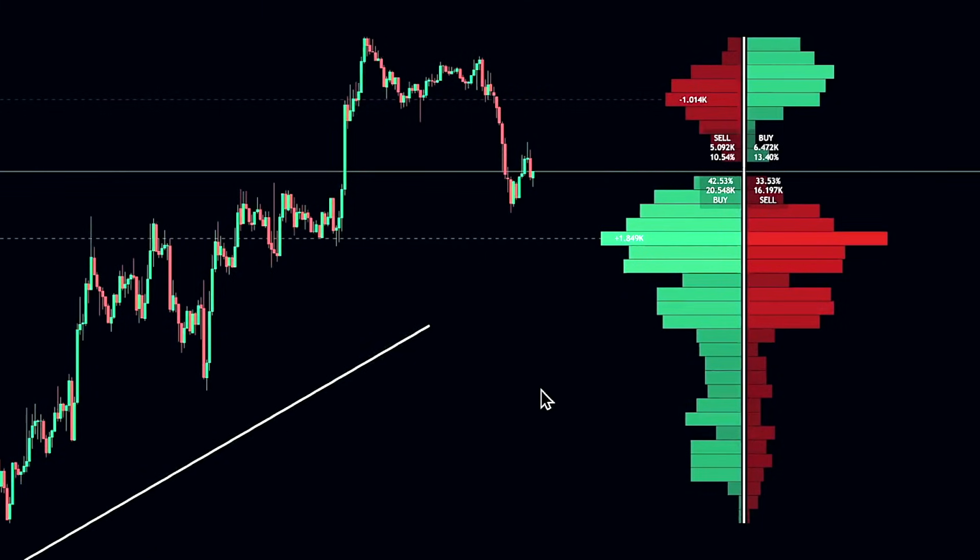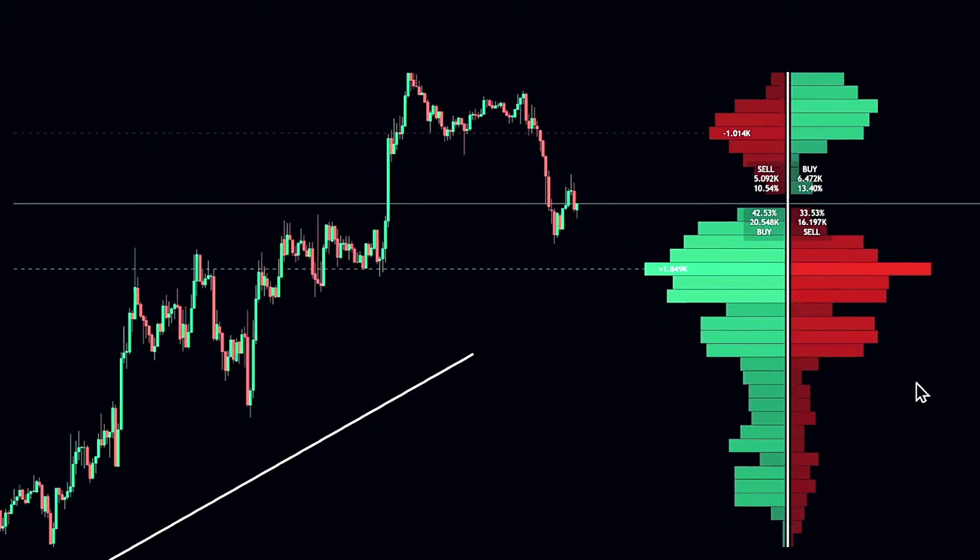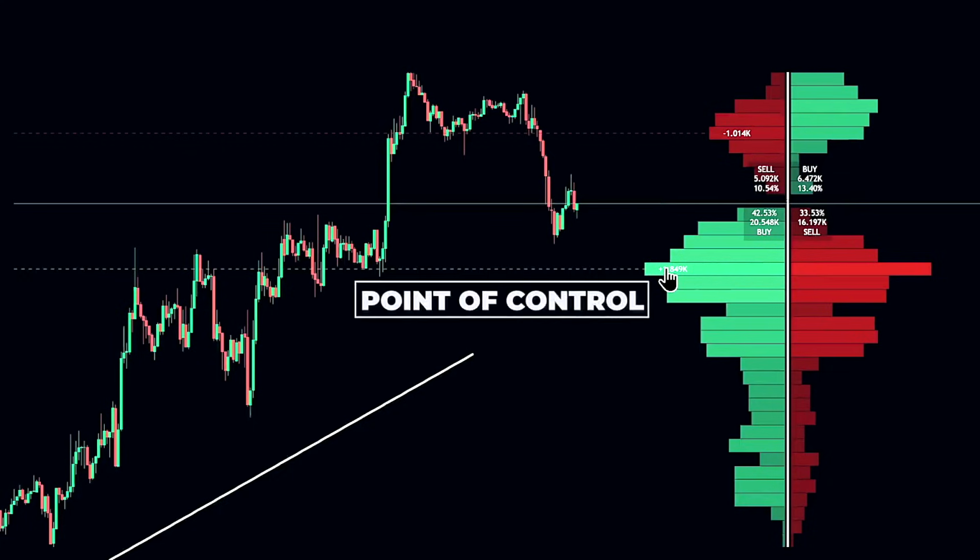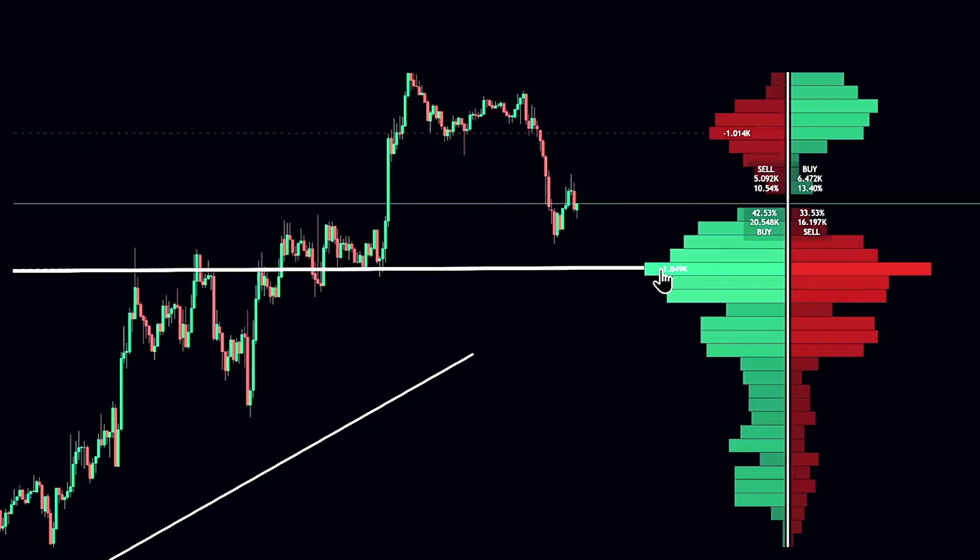So what you're looking at here is a volume profile indicator. As you can see on the chart, we have volume bars that represent how much volume was traded at different price levels. If you've ever traded using volume profiles before, then you already know that the longest volume bar, like this one right here, usually represents the point of control, also known as the POC. This is the price area where the highest concentration of buying or selling volume occurred within a specific look-back period.